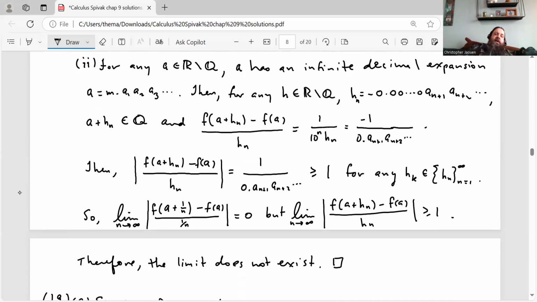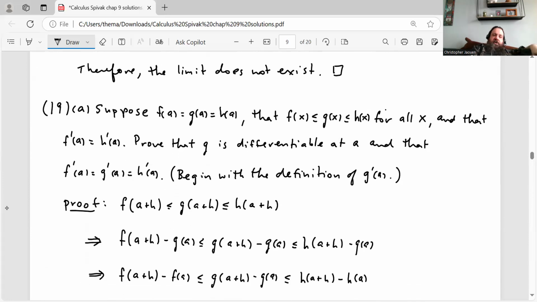Then the absolute value of f of a plus hn minus f of a over hn equals 1 over 0 point an plus 1, et cetera, which is greater than or equal to 1 for any hk in the set of hns. So the limit as n goes to infinity of f of a plus 1 over n minus f of a over 1 over n, here I'm choosing natural numbers for n, goes to 0. But notice if you take the limit as n goes to infinity of f of a plus hn minus f of a over hn, that's greater than or equal to 1. So therefore, the limit doesn't exist. Right?